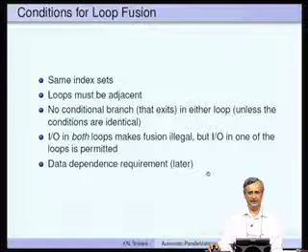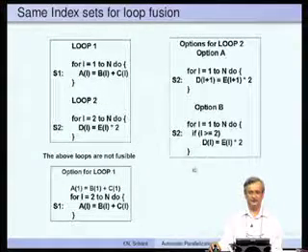The last one is loop fusion. They must have the same index sets, loops must be adjacent, no conditional branches in either loop, IO only in one of the loops is permitted, not in both, and the data dependence requirement must be taken care of.